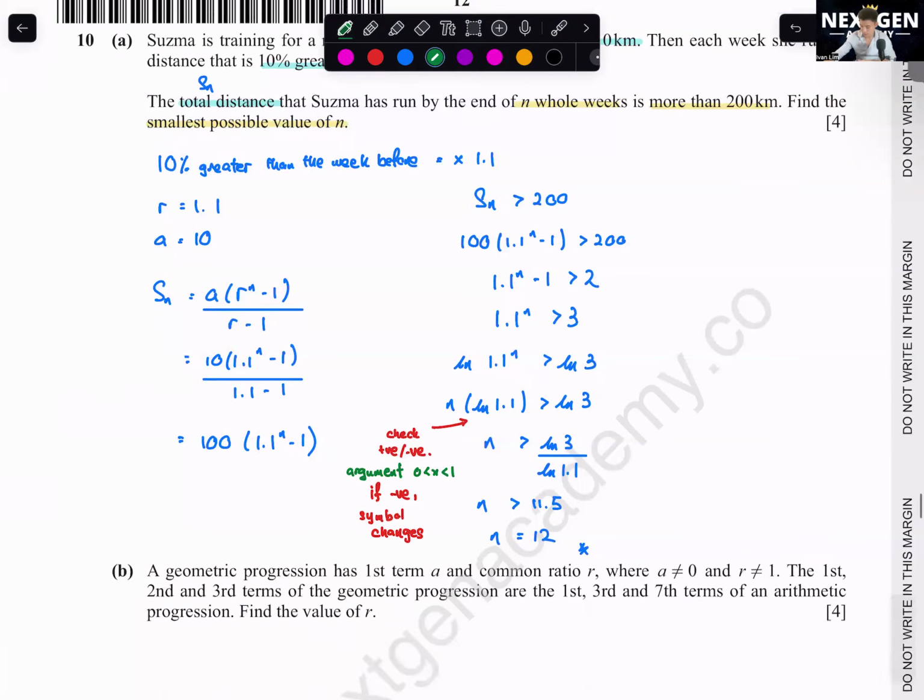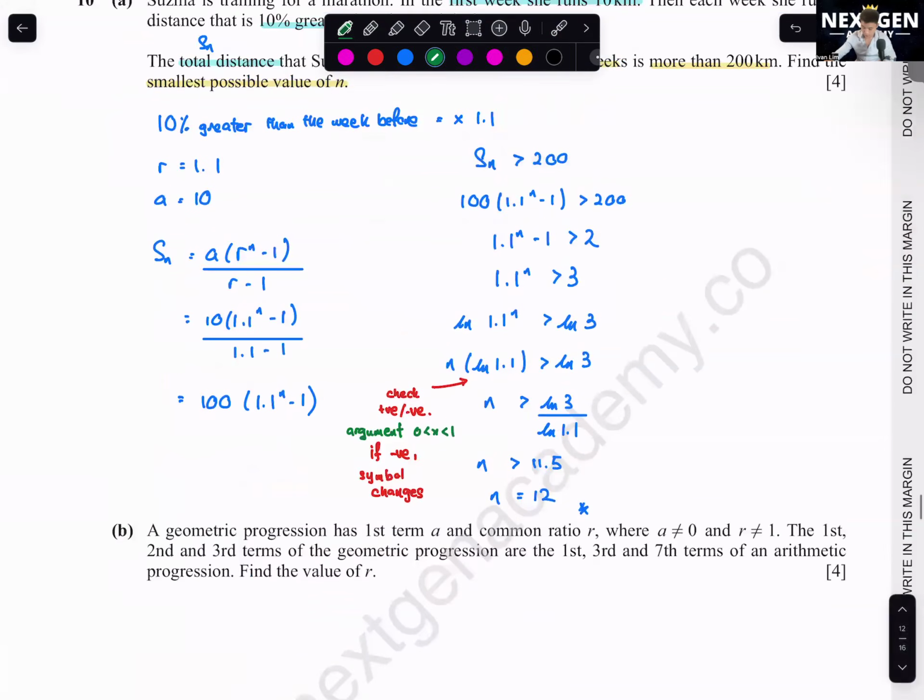All right. Okay, let's go to question 12. A geometric progression has first term A and common ratio R. A is not 0, R is not 1. The first, second, and third term of the geometric progression are the first, third, and seventh term of an arithmetic progression. Find the value of R.